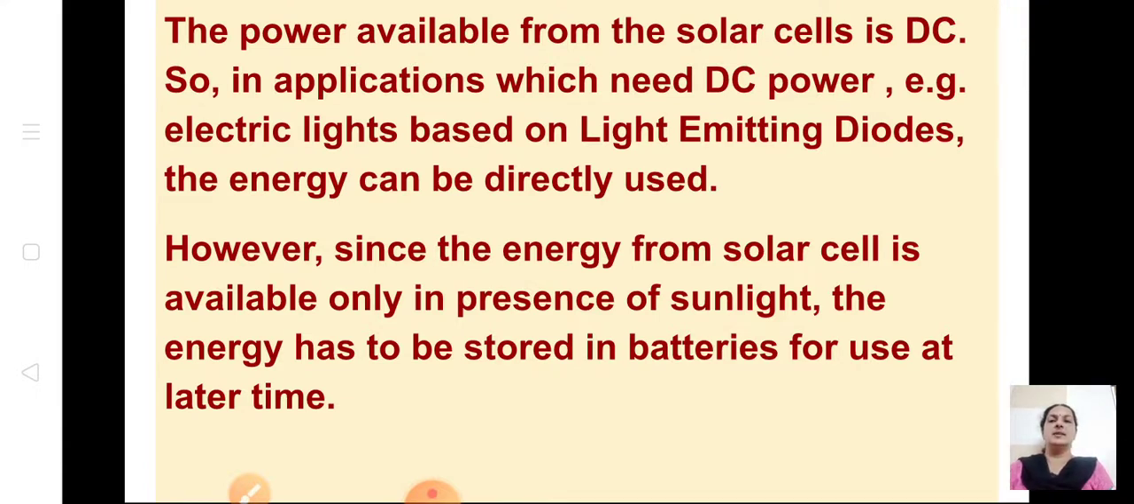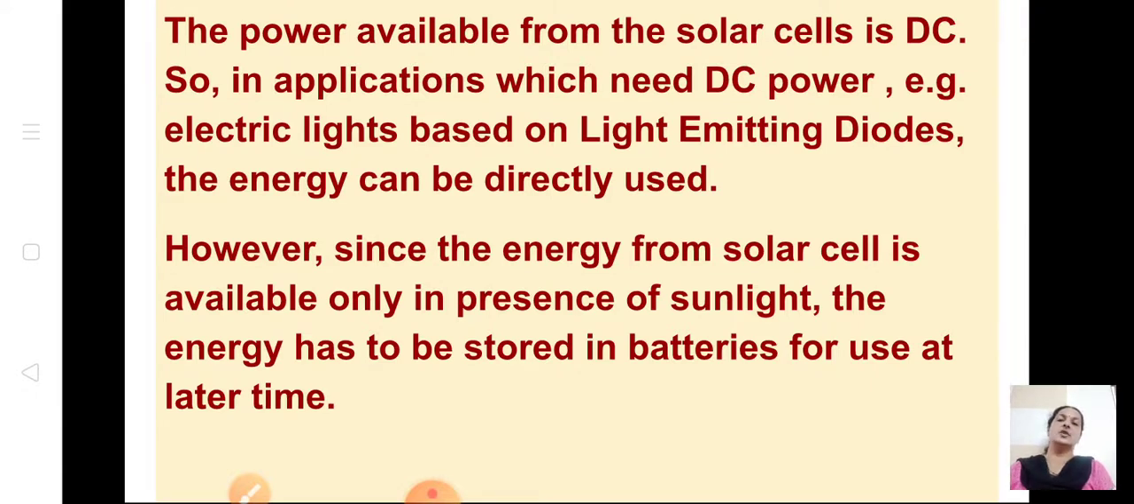However, since the energy from a solar cell is available only in the presence of sunlight, the energy has to be stored in batteries for use at a later time. This energy cannot be used at any time because it is available only during the daytime in the presence of sunlight. So when we are getting this light, it has to be stored in the batteries. What we learned now is always DC power, so it is used in LEDs directly.